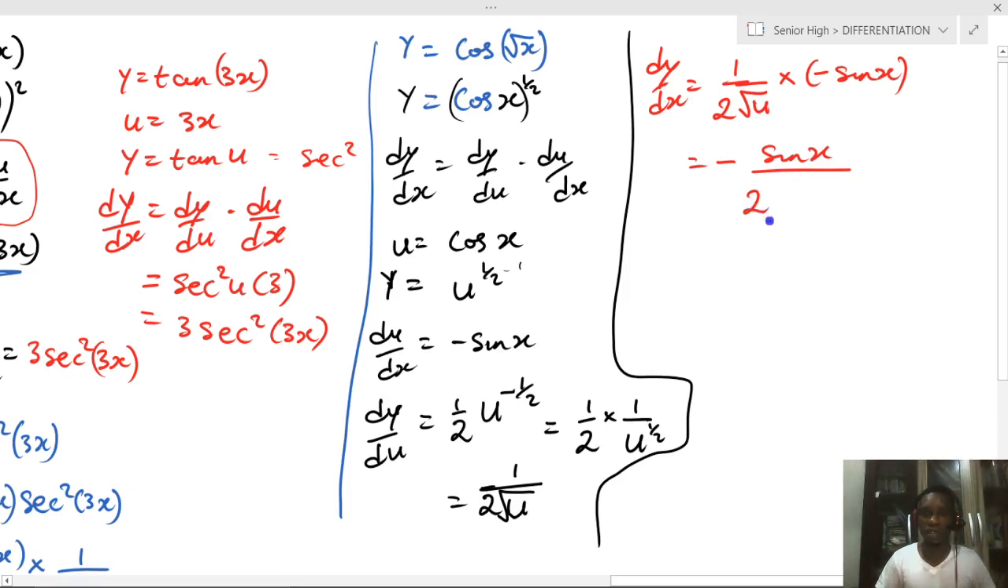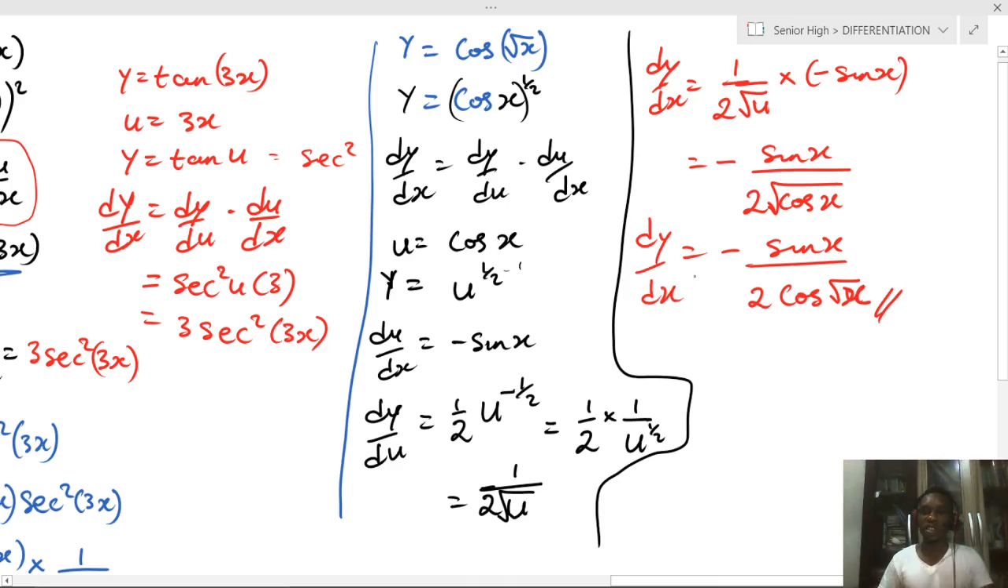Our root u will actually be what? Our u is cos x, so let's put that cos x in the square root sign. Our root sign can be reduced to saying minus sine x over 2. Remember what happens here? This can be written as cos square root of x. This is x, not u. So this is our final answer for dy/dx.